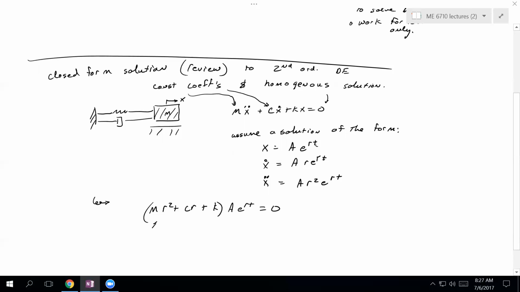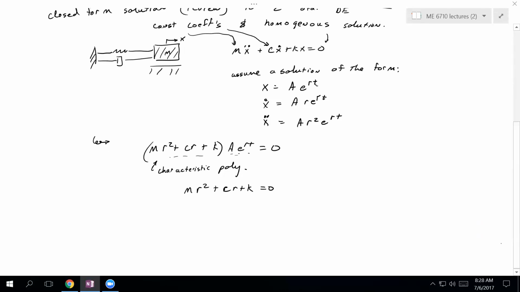And this is my characteristic polynomial that I'm going to use to solve for r. I know in this solution, either this has to equal 0 or this has to equal 0. Well, I don't want this to equal 0, that's my assumed solution. So that means that for this equation to hold, my characteristic polynomial must equal 0. So I get m r squared plus c r plus k has to equal 0. And so I have to solve this for r.